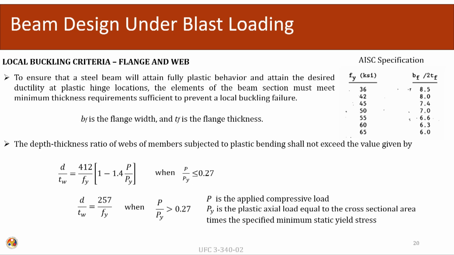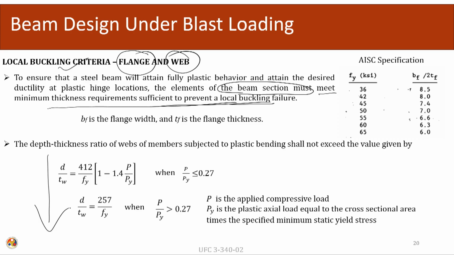We also need to check for the local buckling criteria of the flange and web. So, in the steel design, it is important that this buckling criteria is being checked. To ensure that a steel beam will attain fully plastic behavior and attain the desired ductility at plastic hinge location, the individual elements of the beam section must meet the minimum thickness required sufficient to prevent a local buckling failure. So, there should not be any buckling in the flange and there should not be any buckling in the web. So, these are the criteria.